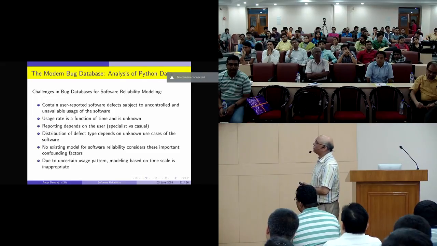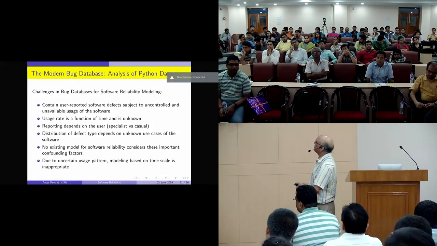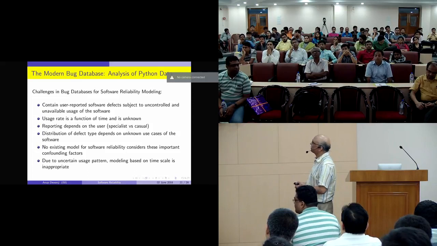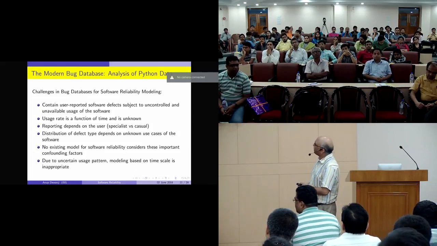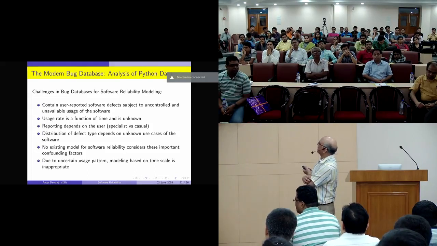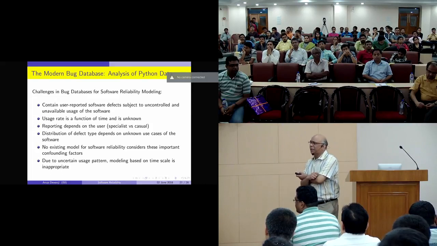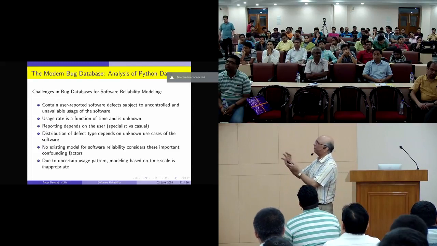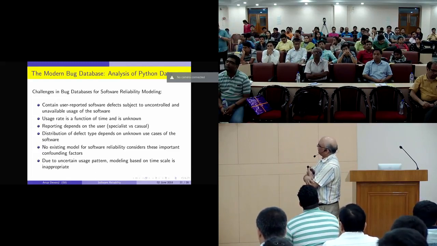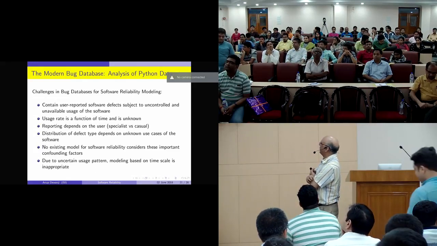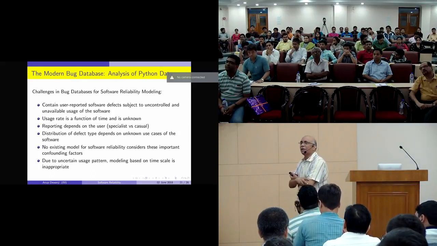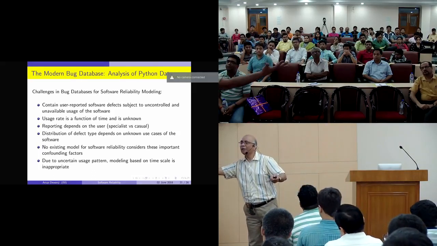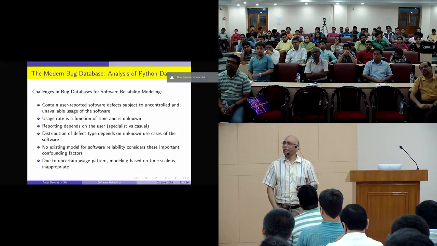Reporting depends on the user, specialist or casual. Distribution of defect type depends on unknown use cases of the software. No existing model for software reliability considers these important confounding factors. I say confounding means that which basically confuses different aspects of the data. And due to uncertain usage pattern, modeling based on time scale is inappropriate, because we don't know how much usage is going on. So time scale is totally inappropriate.